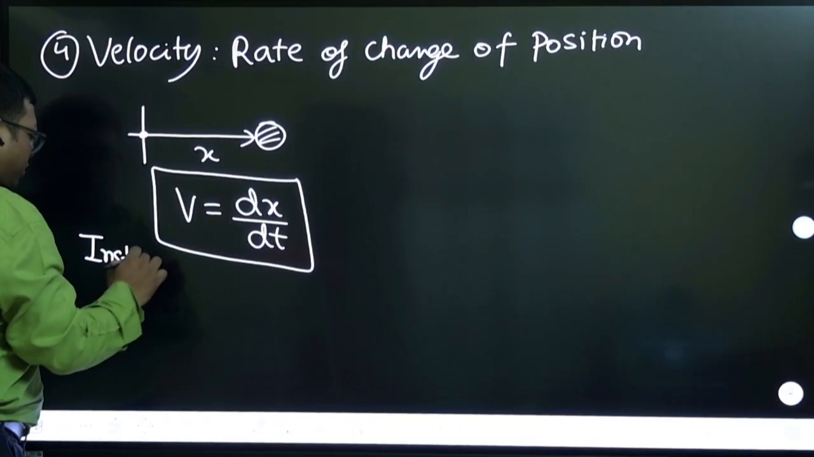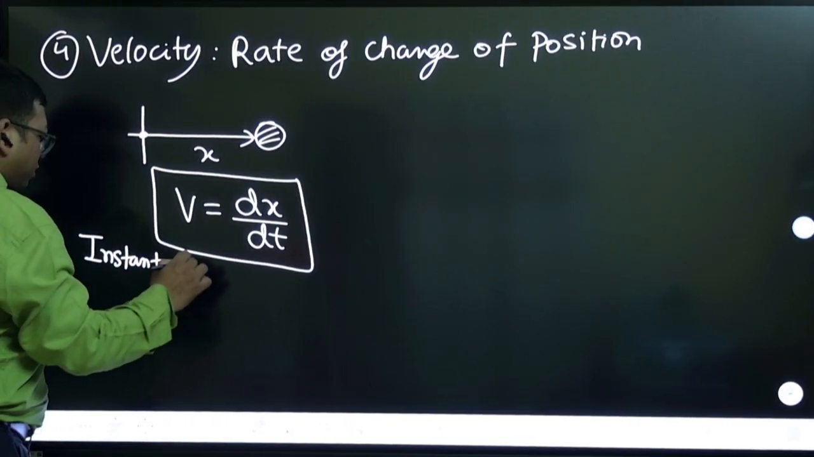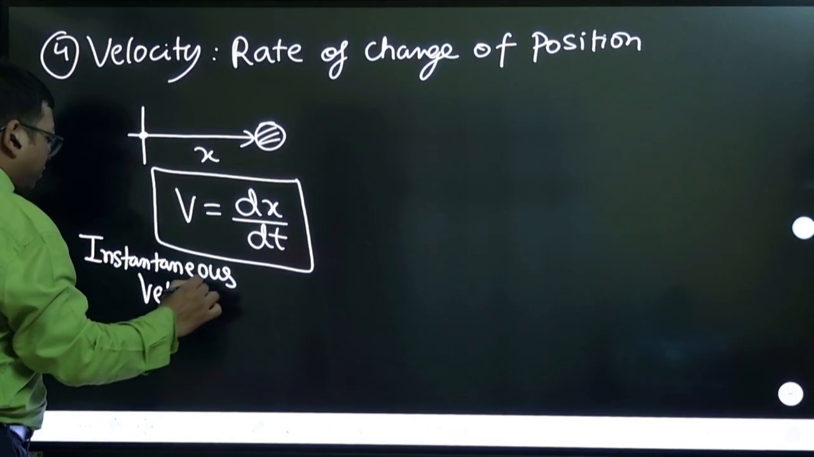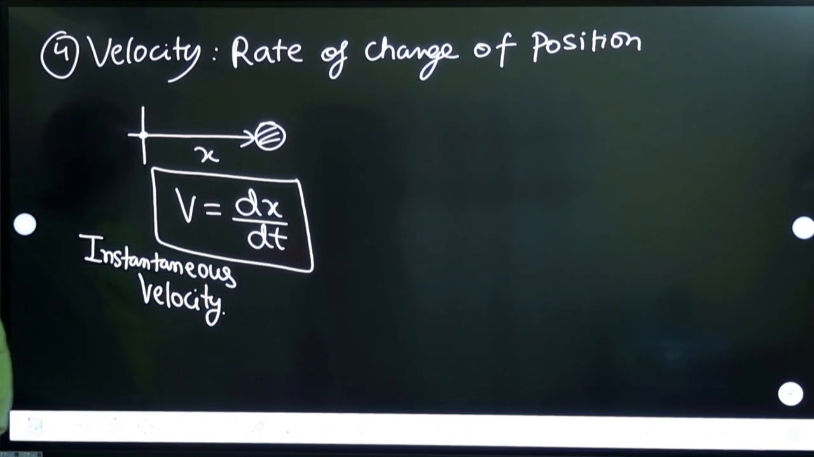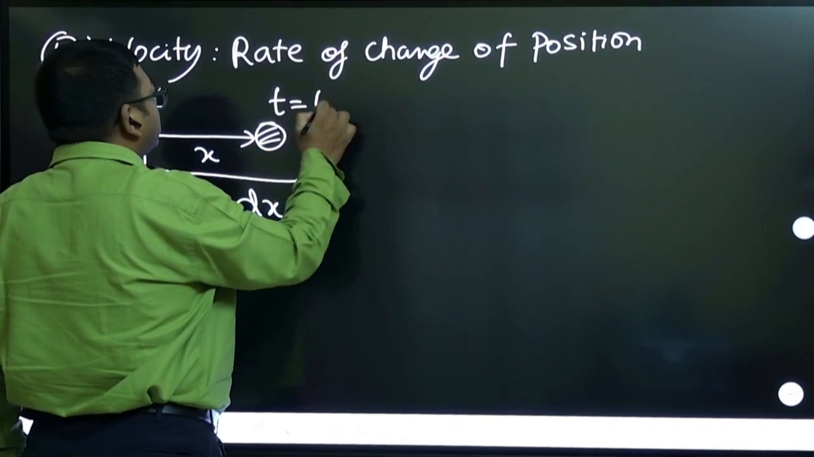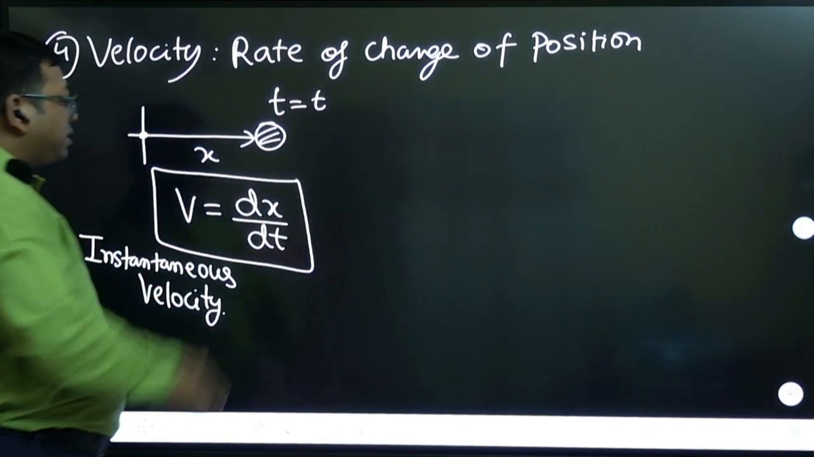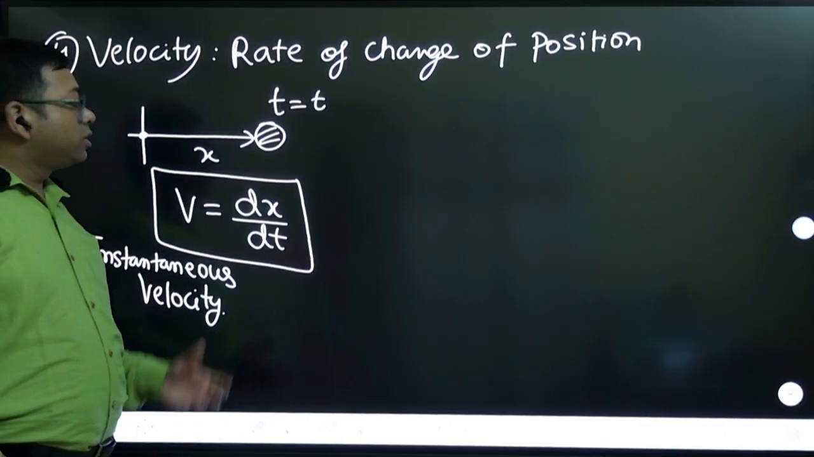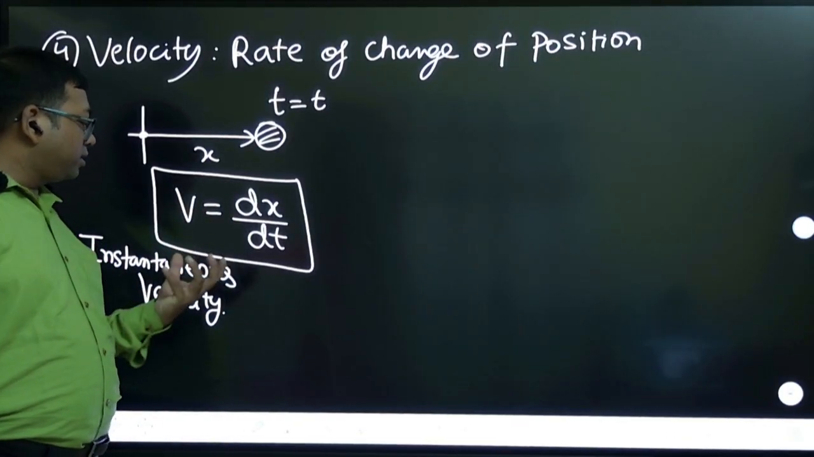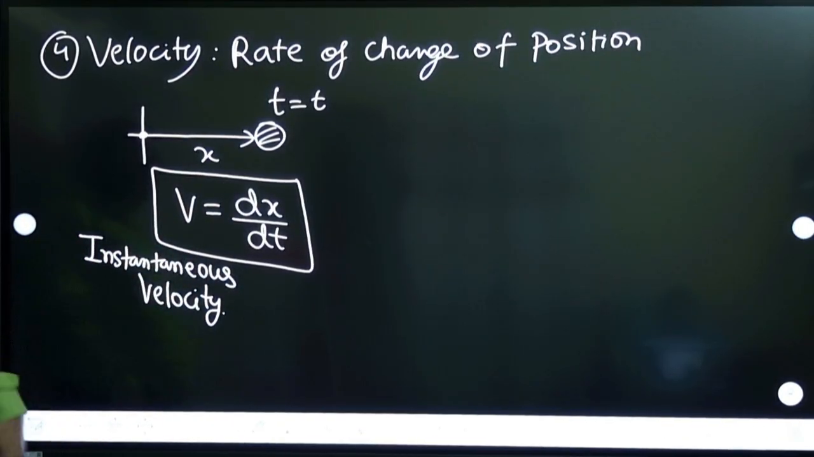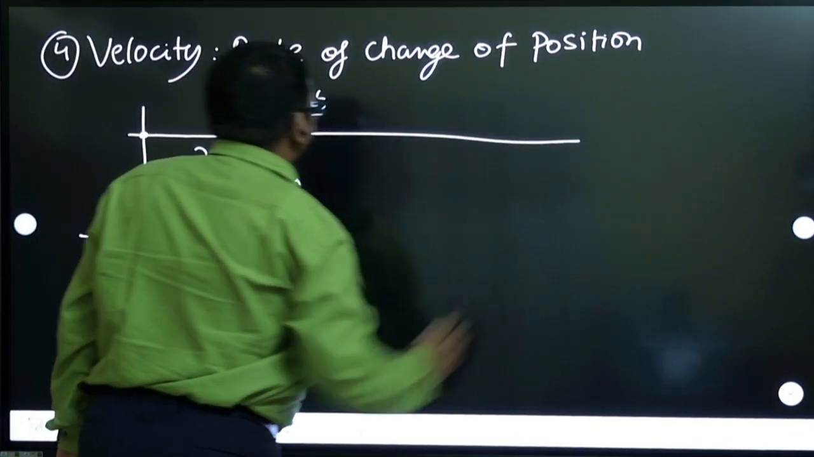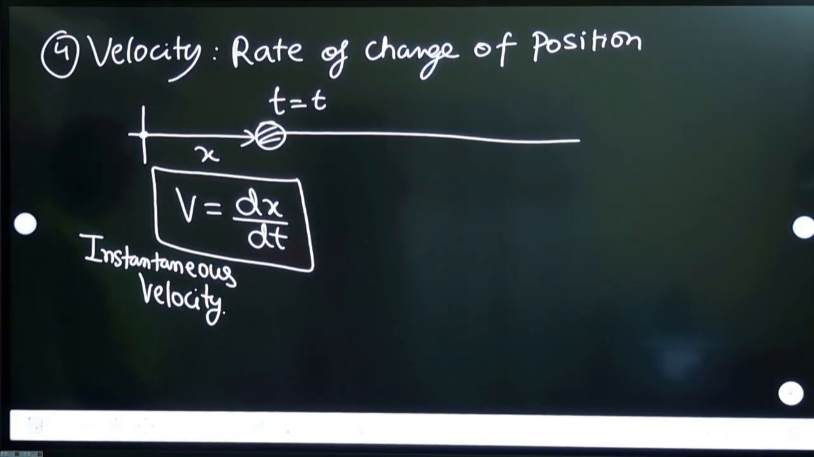This is called instantaneous velocity. Instantaneous velocity means velocity at a given instant of time. So right now some time will be there, time is t. So time will change, velocity can also change. So at a given instant of time, what is the velocity? That is called instantaneous velocity, and this is a straight line motion. So we are defining this along only a straight line, dx by dt.